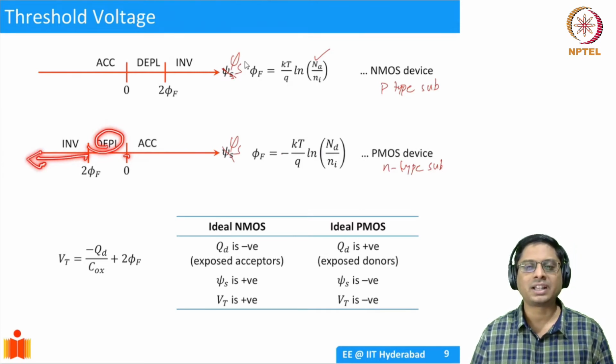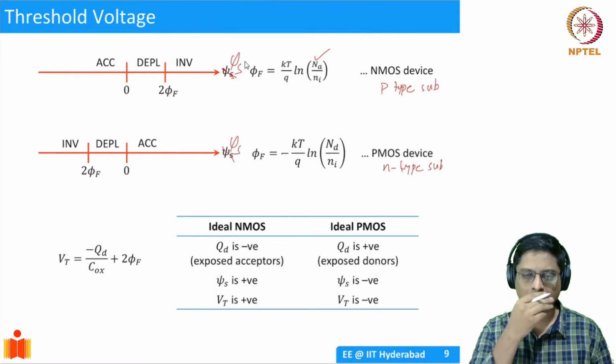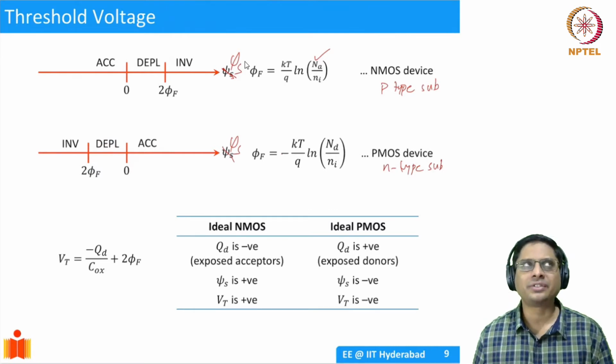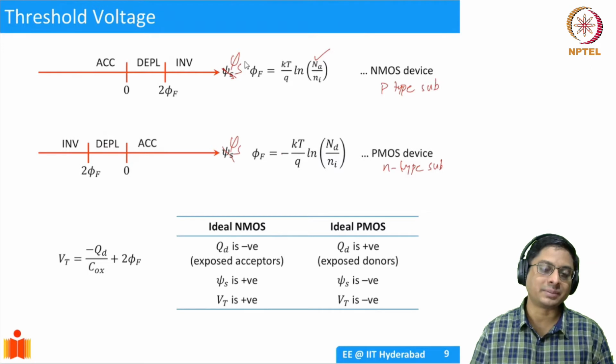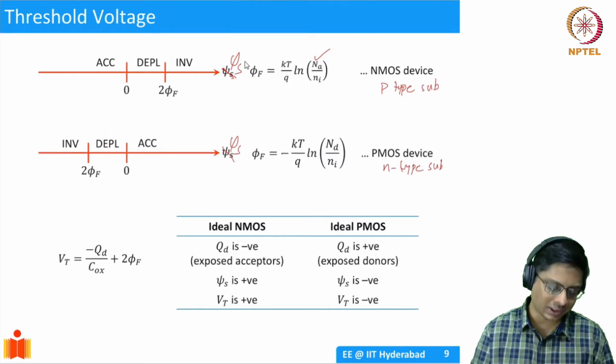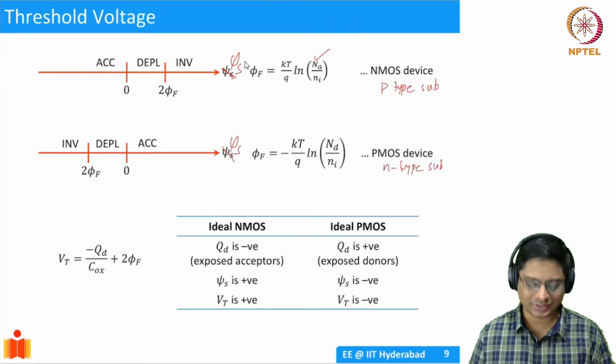For example, if I take my Nd to be 10 power 15, phi f is going to be 5 times 60, so 0.3 volts. So if your surface potential is beyond minus 0.6, that means minus 0.7, minus 0.8, and so on, it will be inversion. So this is a simple way of remembering this.